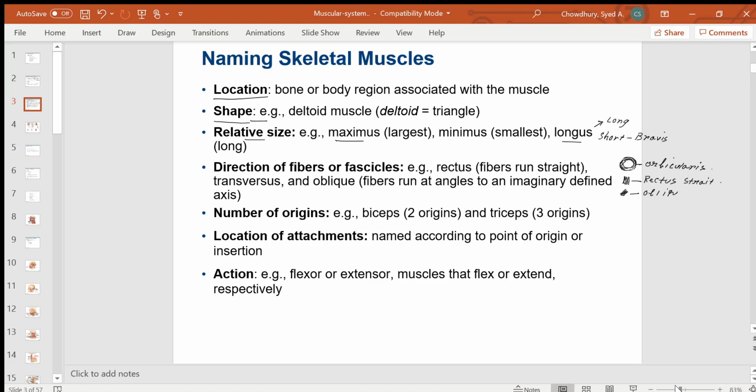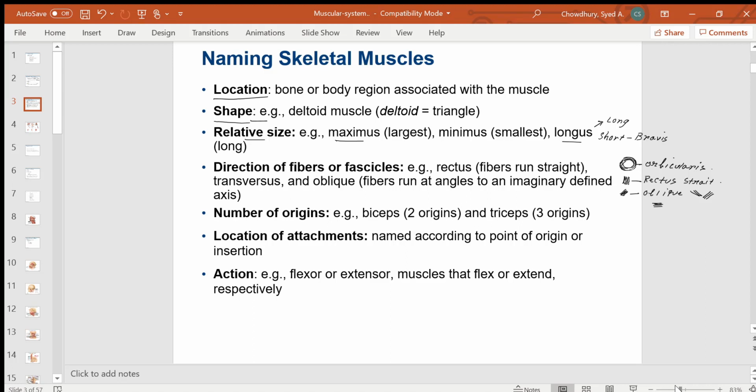Makes sense? This is also oblique this way. So it could be either this way or that way. Both are oblique. Transverse. If you see the muscle fibers are like this, transverse. Transverse abdominis. So you see a number of muscles are named after the direction of the fibers inside them.